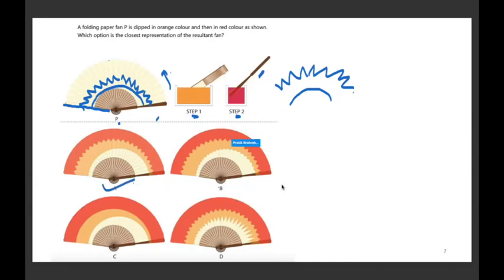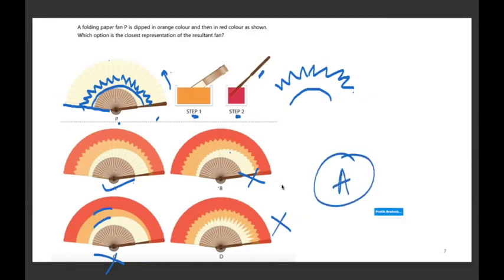Option B may have both zigzag lines, which is wrong. Option C may have both single lines, which is also wrong. And D may again have a zigzag line, which is wrong. So the correct answer is option A. Okay, we'll move to the next one.